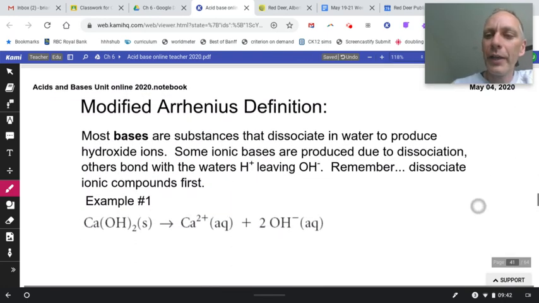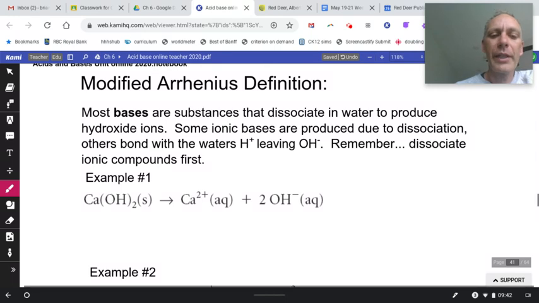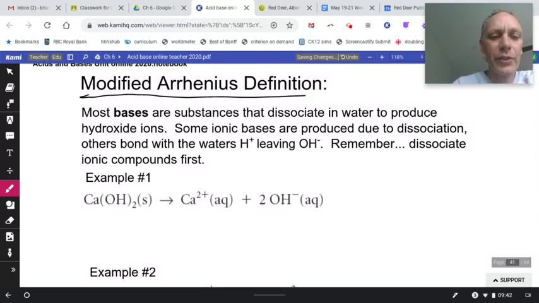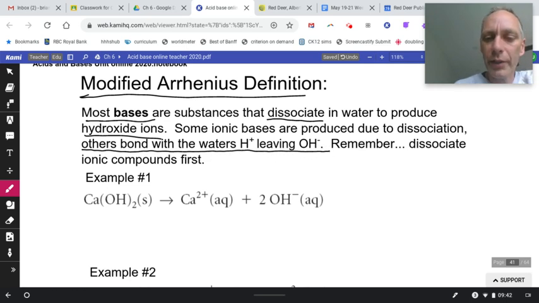Okay, we're almost half done our lesson. So now we're going to look at bases. Similar idea. Modified Arrhenius definition for bases. Substances that can dissociate in water to produce hydroxide ions. So they may just break apart and have a hydroxide ion, or bond with water, stealing the H plus and leaving the hydroxide. And remember, it's the hydroxide that gives you the basic properties.